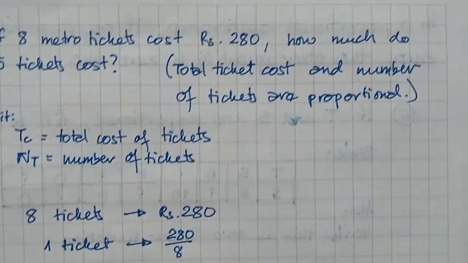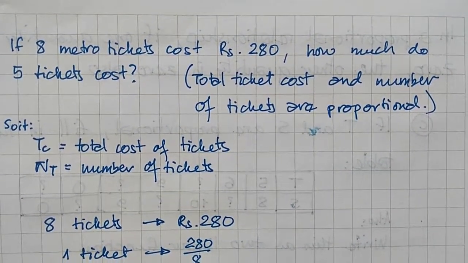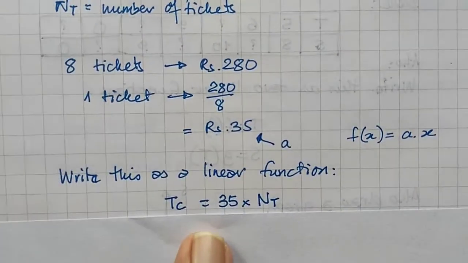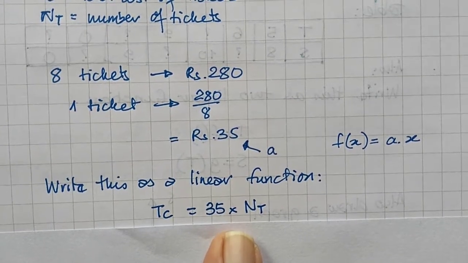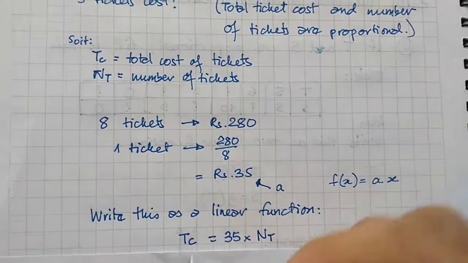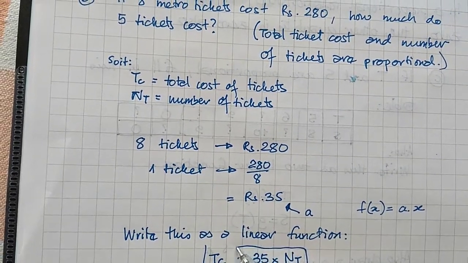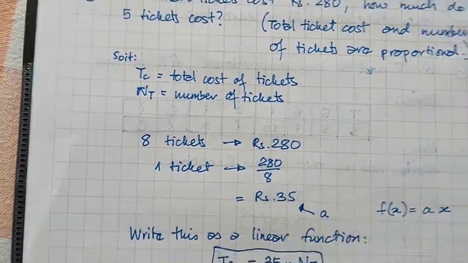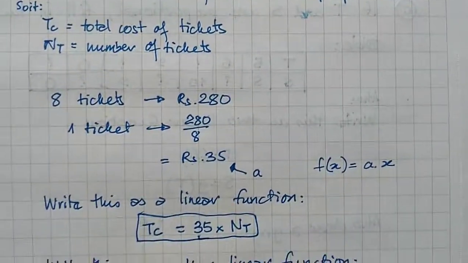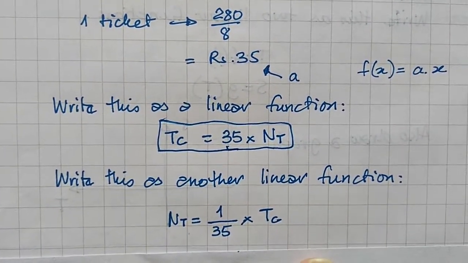Okay, so if two quantities are proportional, their relationship can be written as a linear function, which is what we have done here. This is the answer you had to give. But I asked you to give two linear functions. So how do you get two linear functions for this relationship? There's a very fundamental aspect of this. Okay, we'll come to that. I'll explain that just now. Write this as another linear function.